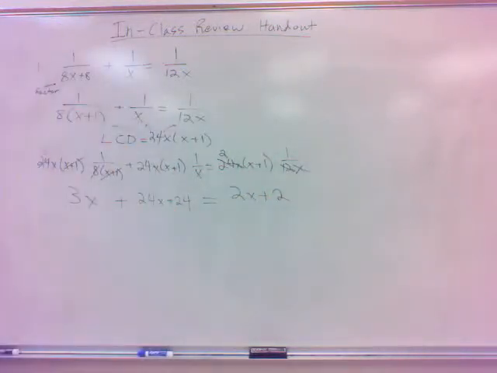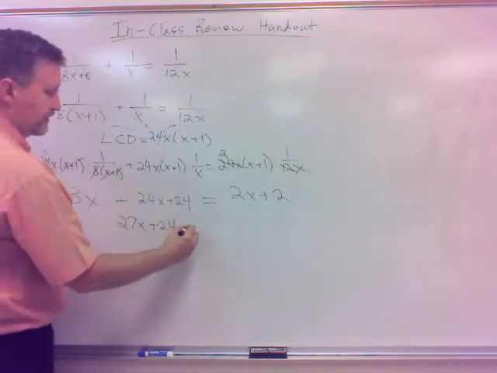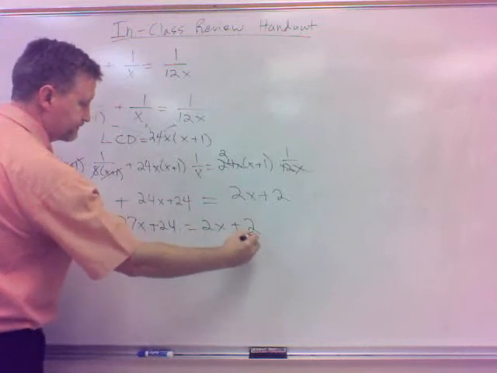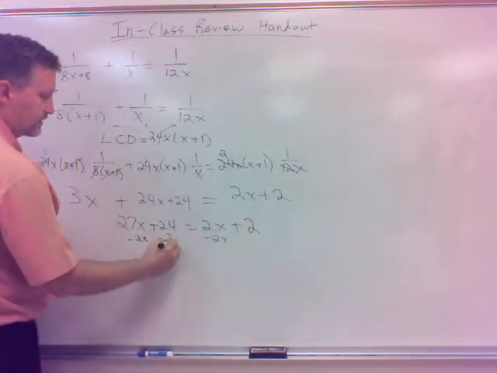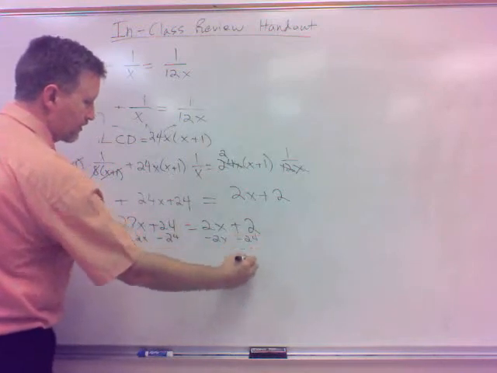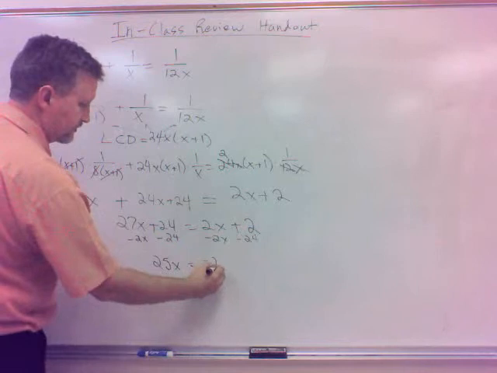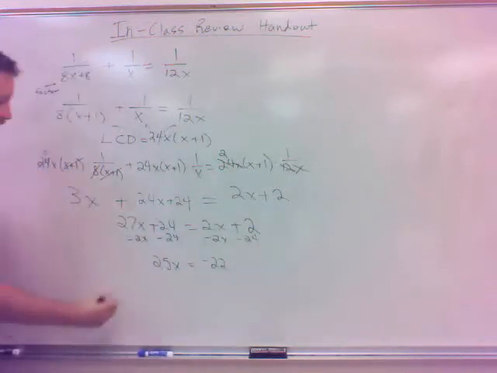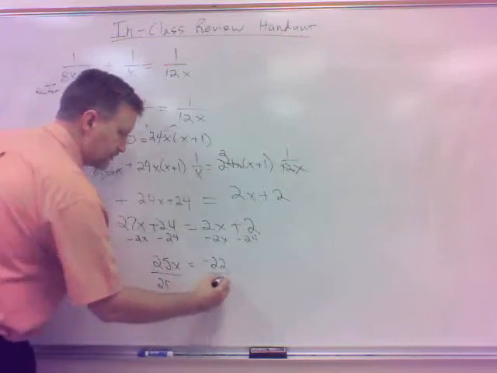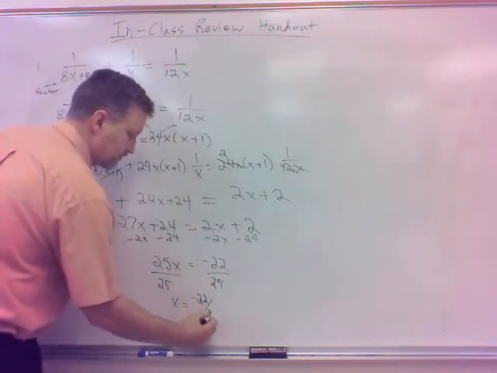So now I just have a regular linear equation to solve. That'd be 27x plus 24 equals 2x plus 2. And then subtract my 2x, subtract 24, 25x equals negative 22, wouldn't it? I'll do that, right? Like so. All right, divide by 25. x is negative 22 25ths.